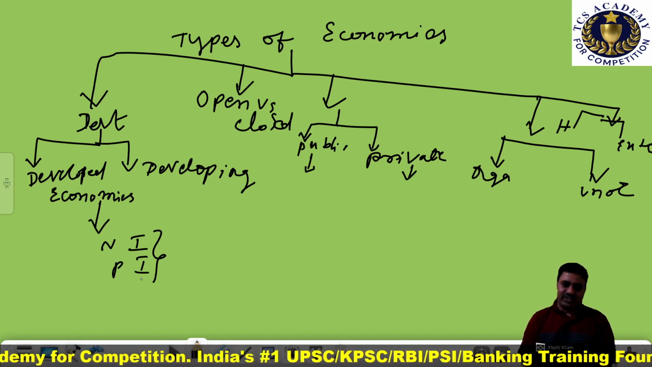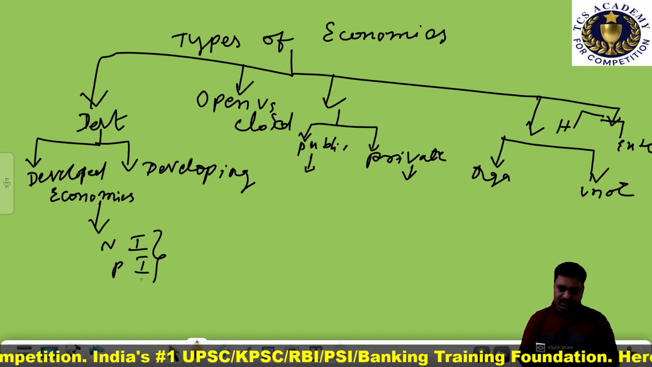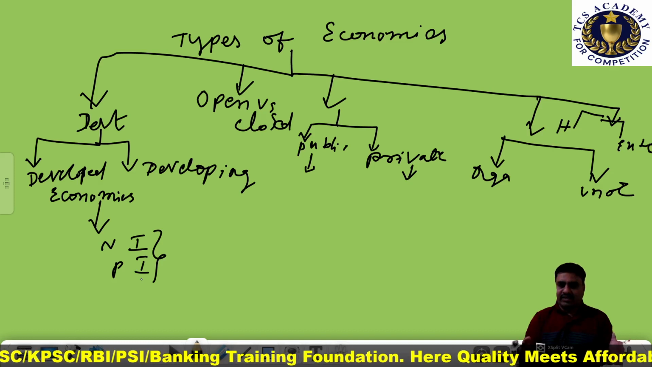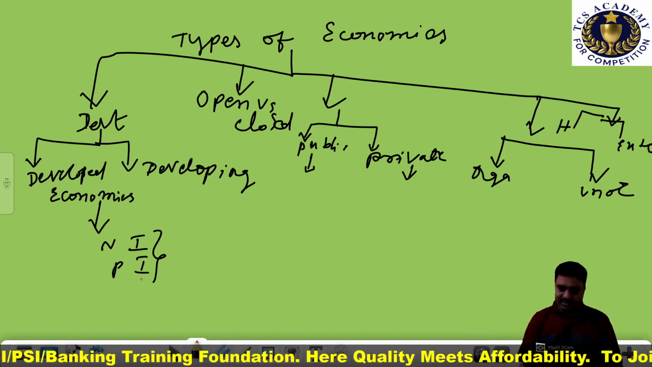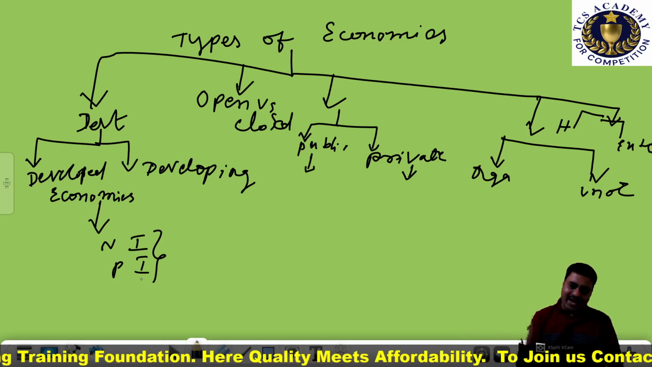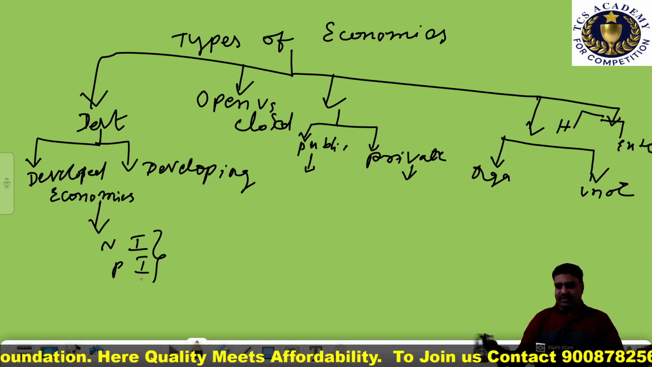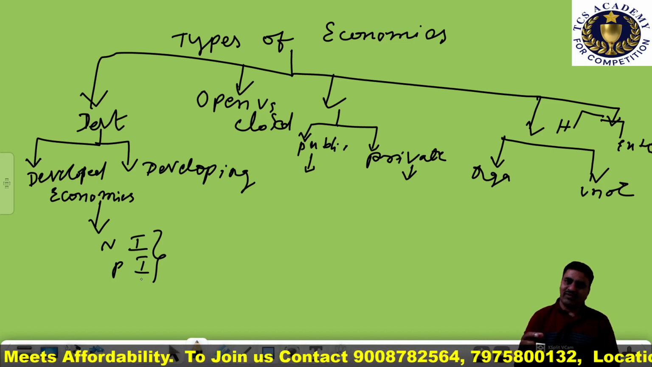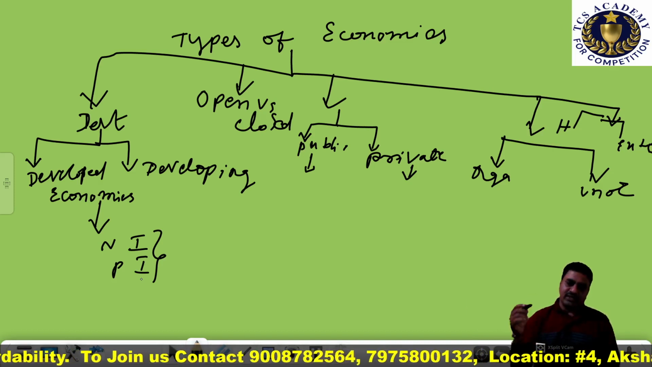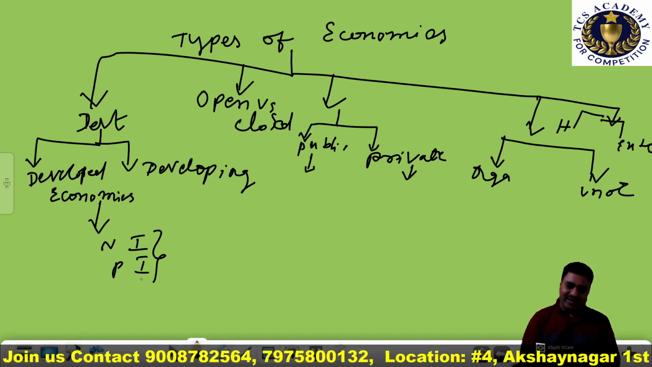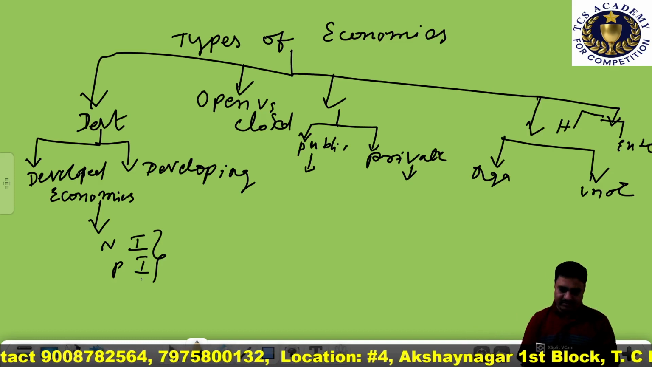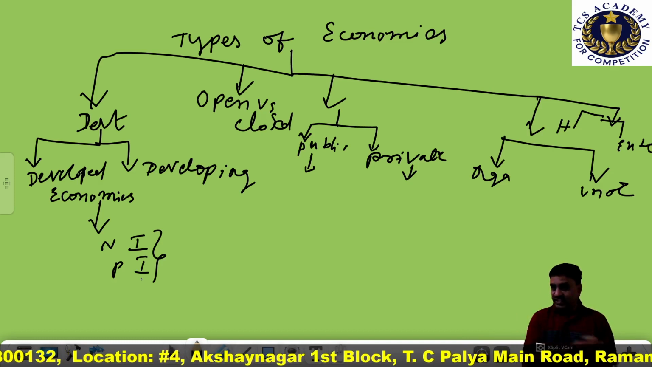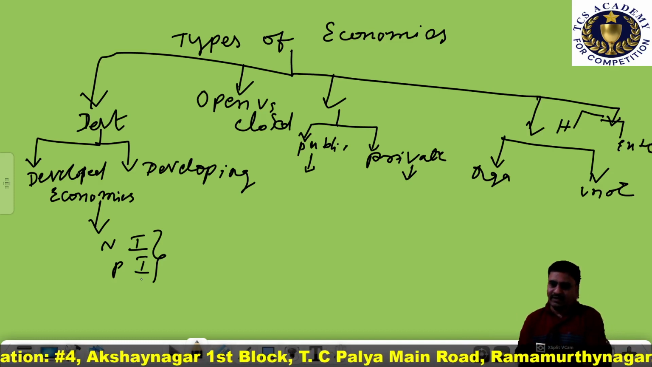So we have another classification, that is open economy and closed economy. An economy that has opened itself to the rest of the world, that has economic relations with the rest of the world, we call an open economy. There is one more, called a closed economy, where such countries do not have any economic relations with the rest of the world. To some extent we can take examples like North Korea, and even Russia, which is engaged in war.